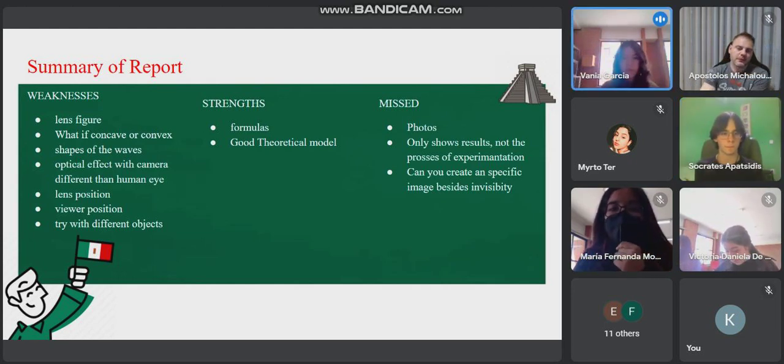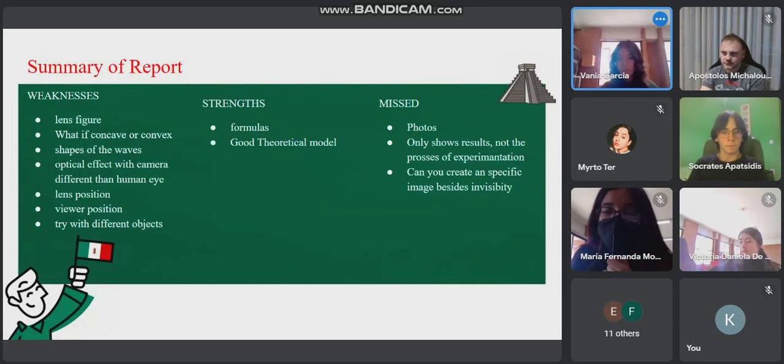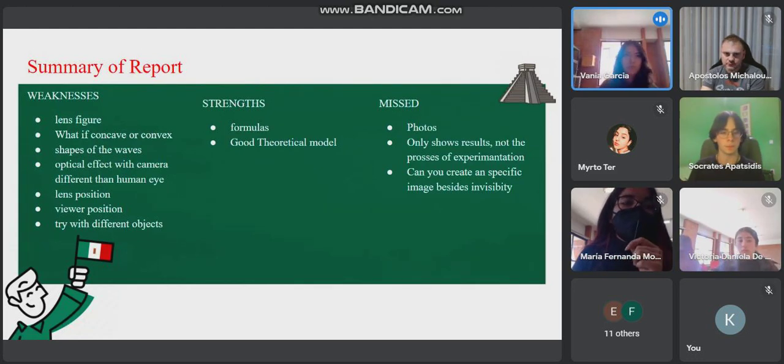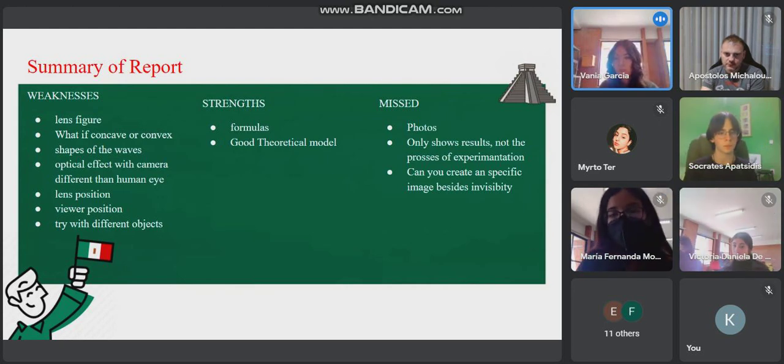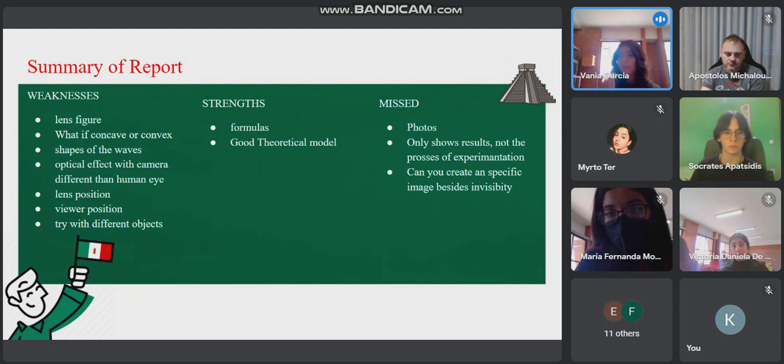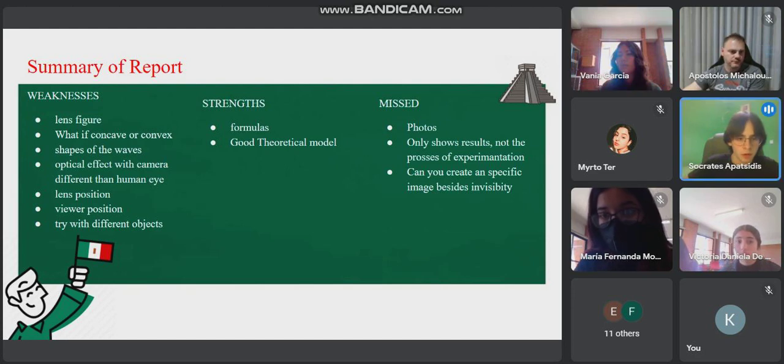Well, yes. First of all, I would like to know if you tried to see how it would change if the lens, besides having the ripples, was convex or concave. How would the impact of the light change the phenomenon? Okay, should I share my screen again?